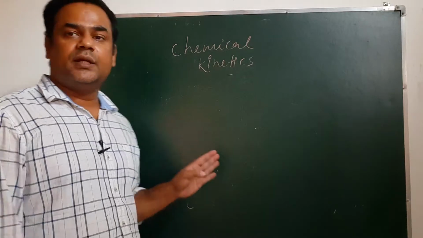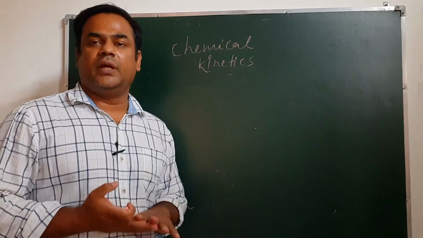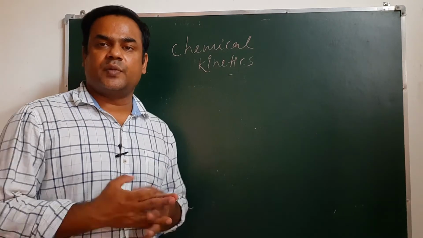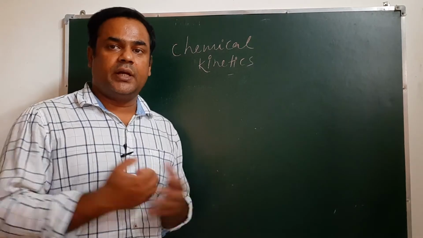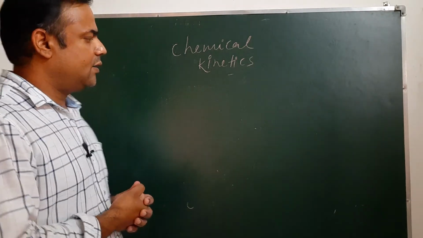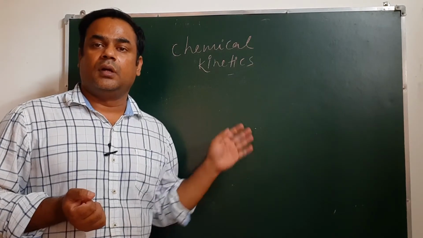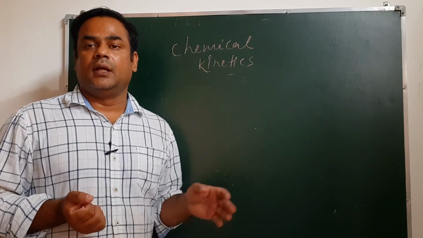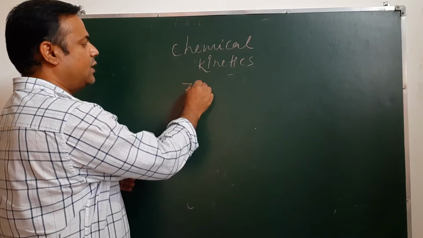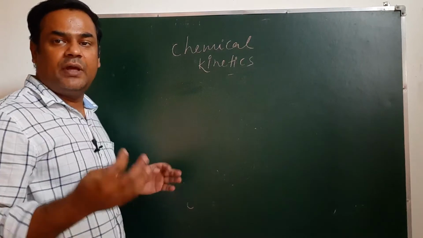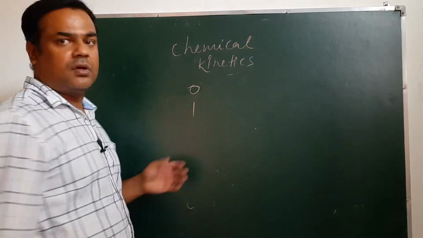In chemical kinetics, till now we have studied the differential rate equation, how we can calculate the differential rate expression, how we can calculate the integrated rate expression, and how we can determine the order of reaction. So we have studied order of reaction: zero order and first order reaction.